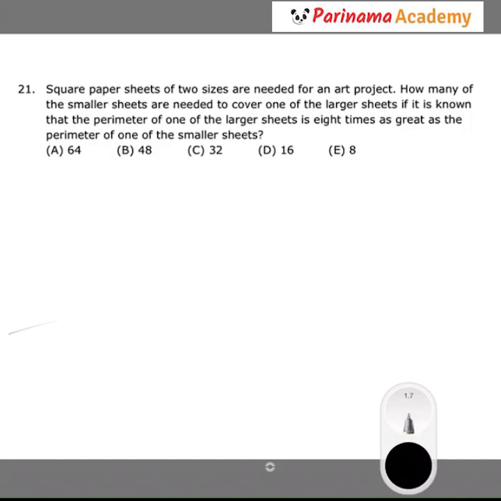Now, this type of problem doesn't have an exact math method to solve it, but it involves basic principles of geometry, like finding the perimeter. So, now let's get right into it.